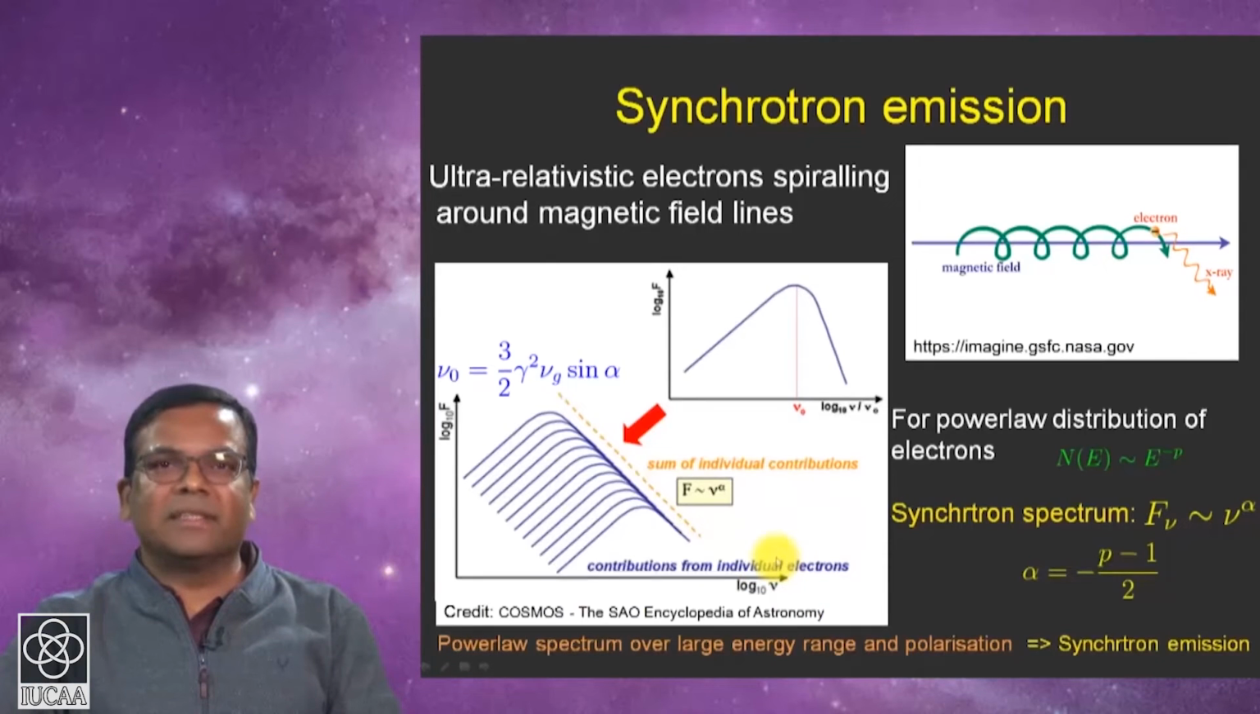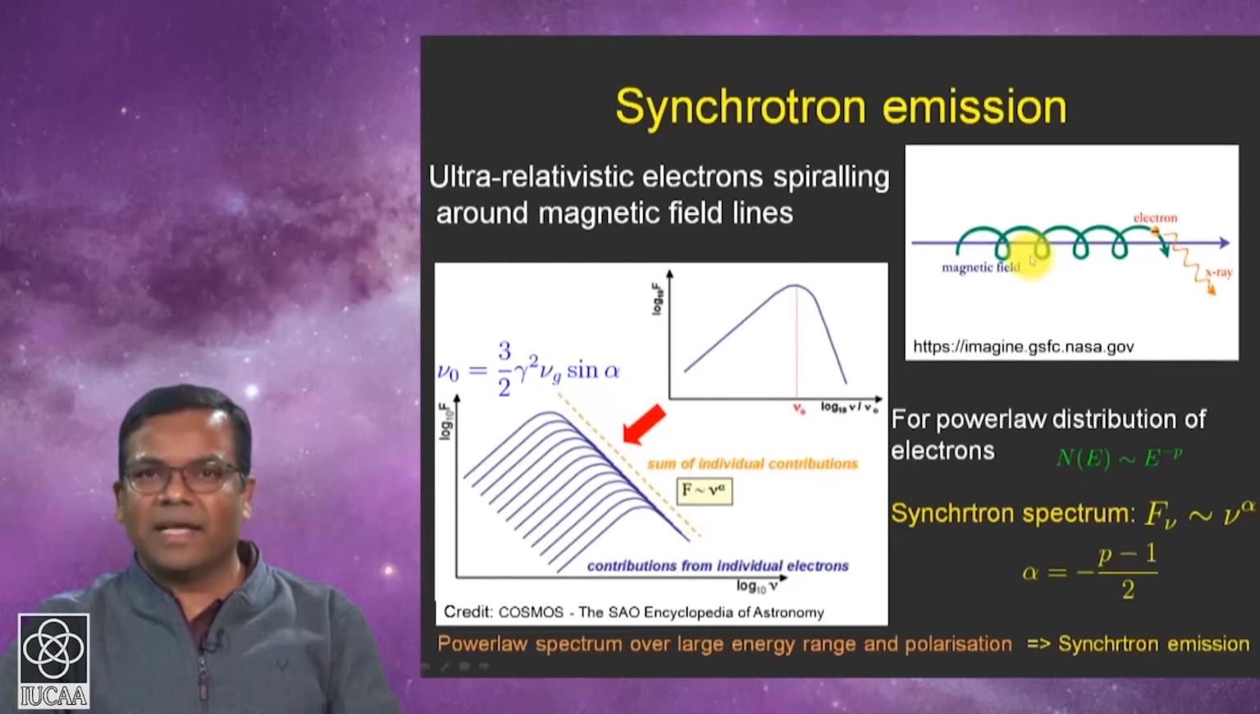The second process is the synchrotron emission. If an ultra relativistic electron passes through a medium containing a magnetic field, then the electron will in general spiral around the magnetic field lines, because the direction of the motion of the electron is changing. Therefore, the electron is accelerated, and this acceleration causes radiation.